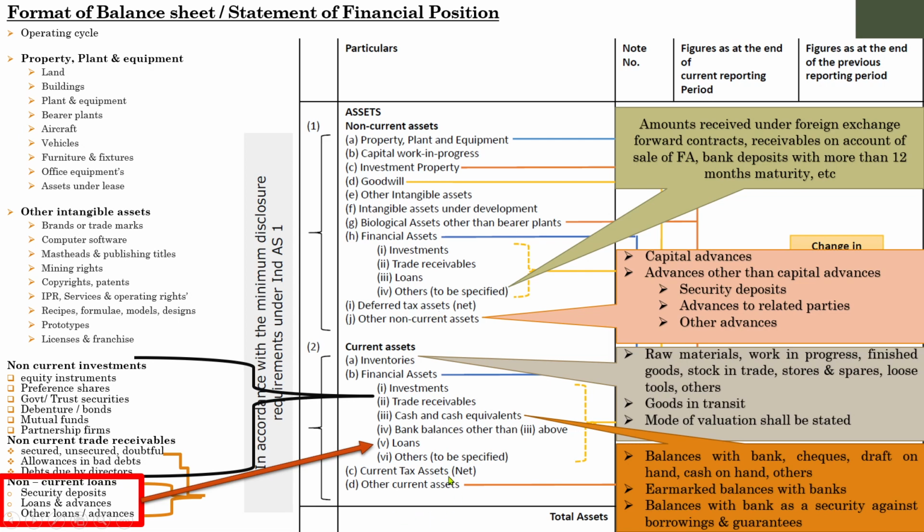Current tax asset means the tax paid in advance for the current period. So that excess amount has to be shown here in the current assets heading, that is current tax assets. So when tax paid for the current year exceeds the amount of tax due for the year, the excess tax paid is considered as an asset shown under the head current tax asset. So I believe you have understood the concepts.